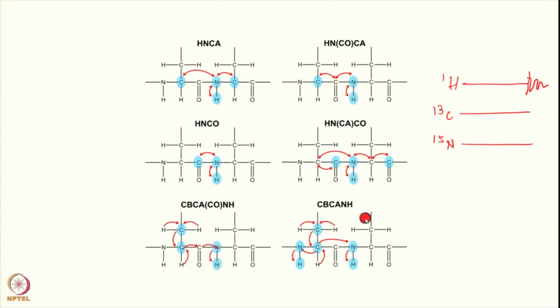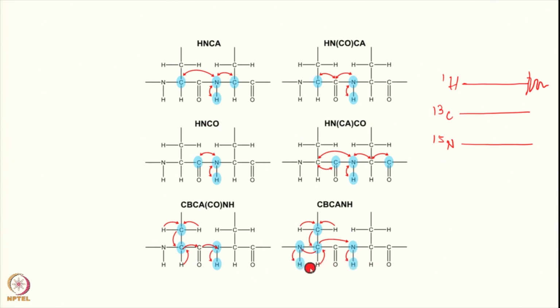In this particular case, the CBCANH, you start from H beta or H alpha and come down to the C alpha, either a two step process, H beta to C beta and then to the C alpha, or directly from H alpha. From C alpha you go to the nitrogen, and you collect the signal as amide proton chemical shifts at this point. Therefore these will establish correlation.